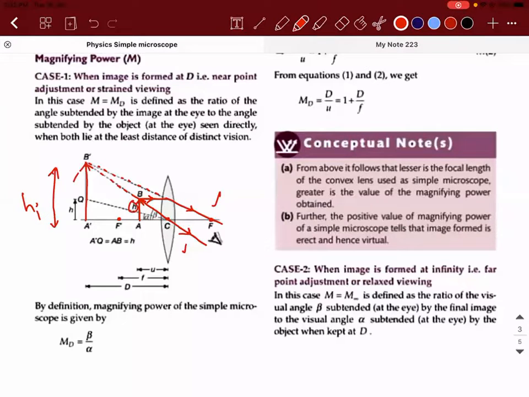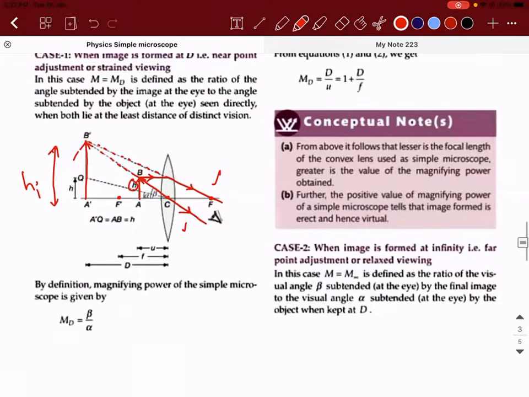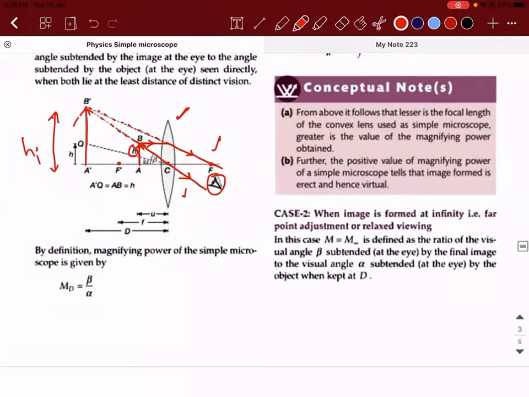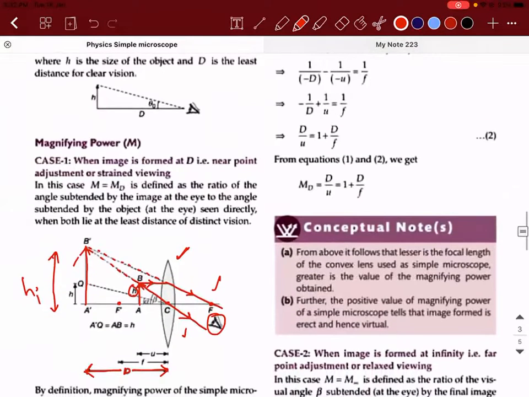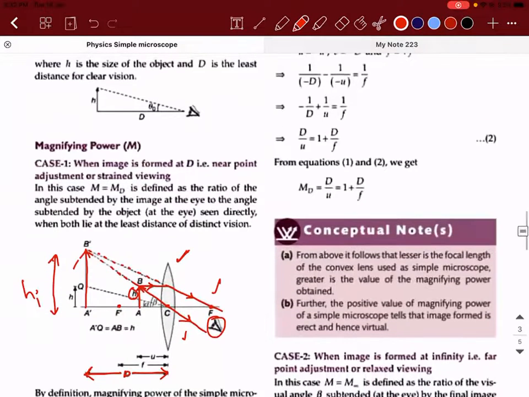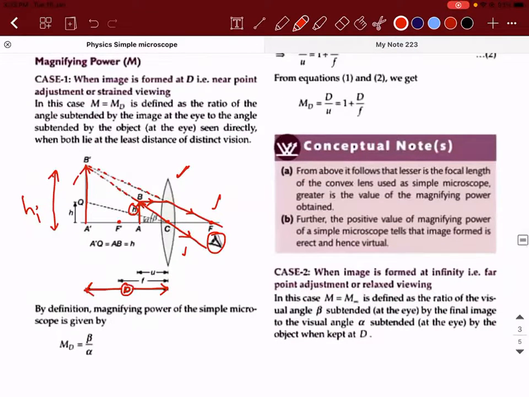Now what should happen is you should adjust this lens between the eye and the object in such a way that the final image of this object is formed at which point? It is formed at the least distance of distinct vision. So here I would like to stress one point. The thing that will confuse you is, here also I have the least distance of distinct vision, here also I have the least distance of distinct vision.